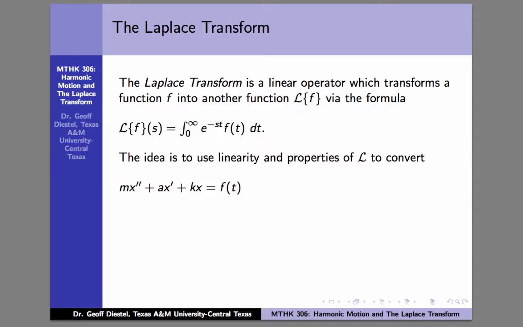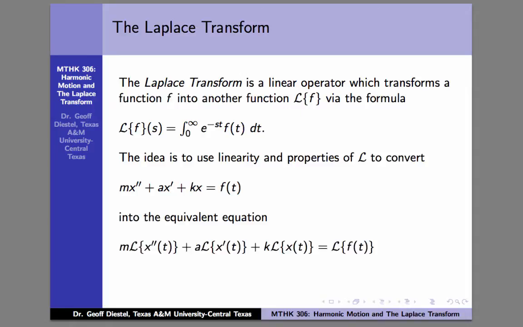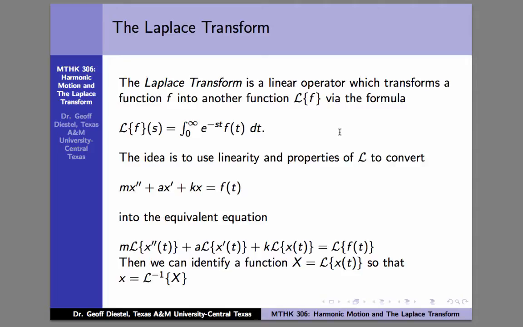So the idea is we start with an equation, and we just plug both sides of the equation into this Laplace transform. And by linearity, we can split the terms and factor out constants, and we have this new equation, which is equivalent. So what we've done is we've transformed our problem into a new problem. And this new problem involves identifying a new function we're going to call capital X, which is the Laplace transform of our solution. So if we can identify that function from this new equation, then all we have to do is invert the Laplace transform.